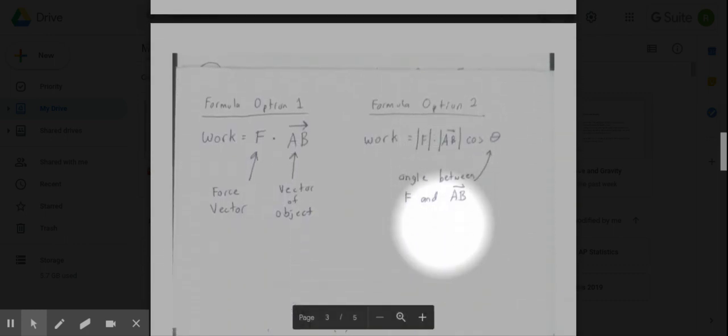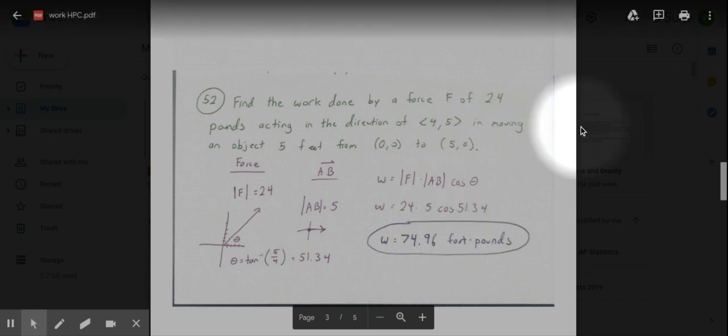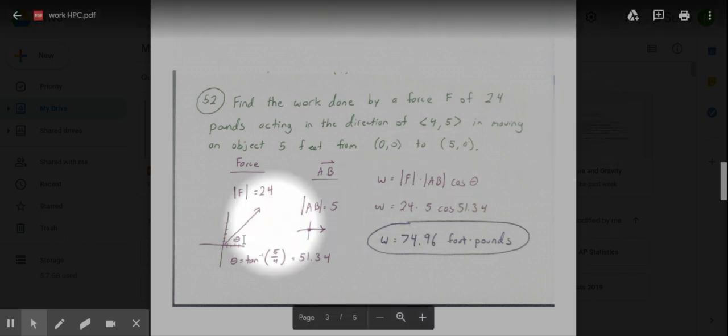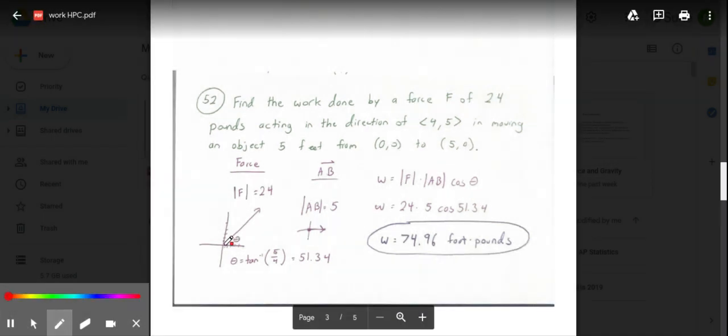Okay, moving on to the next even problem, 52. Find the work done by a force of 24 pounds acting in the direction of 4, 5 in moving an object from 0, 0 to 5, 0. So now what's happening is we have this force vector, and we're going to move the vector over this direction. Essentially what we're doing is finding the projection of this vector onto this and then multiplying it by the amount that it's moving. Rather than doing that each time, we can just choose one of the formulas up here.